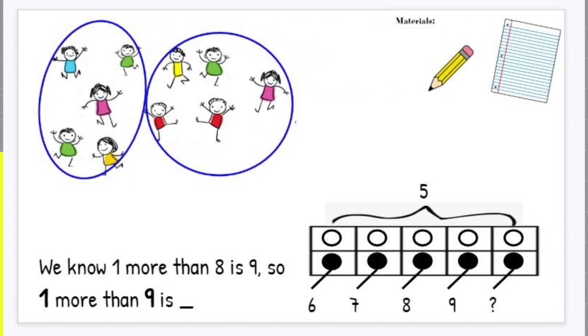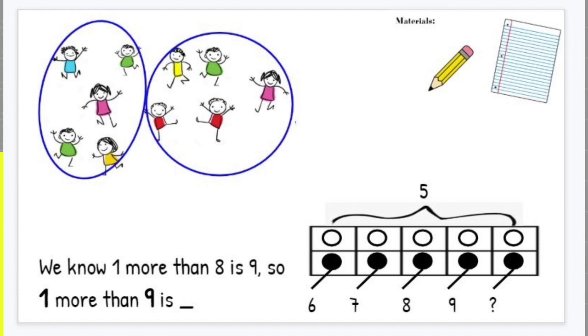Okay, so let's use our 10 frame to organize our thinking. So we have a group of 5 and another group of 5, okay? So the first row of circles to show the first group of 5, I just have regular circles not filled in. And then the next group of 5, I have circles that I've colored in solid.